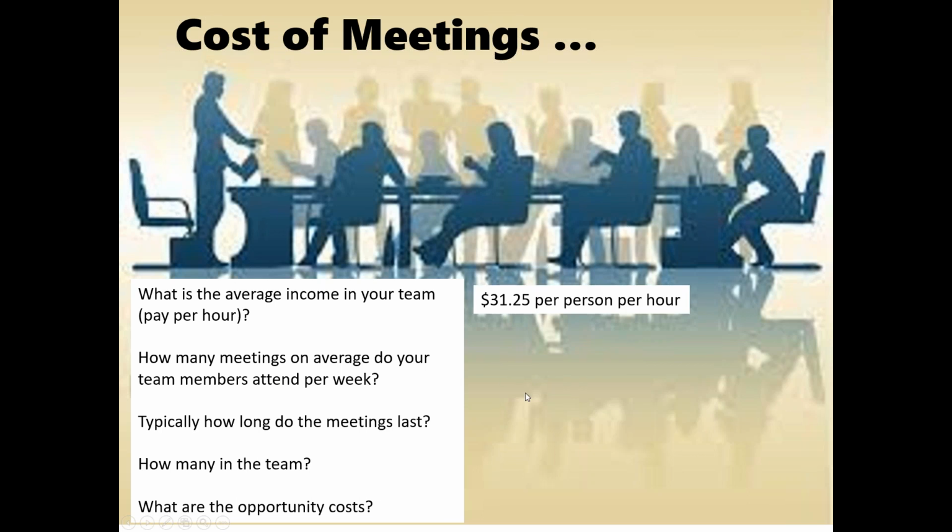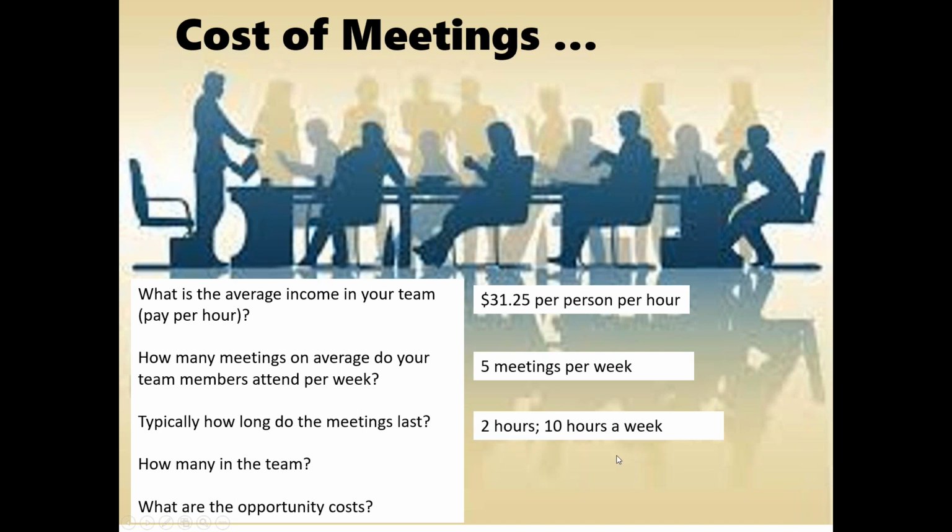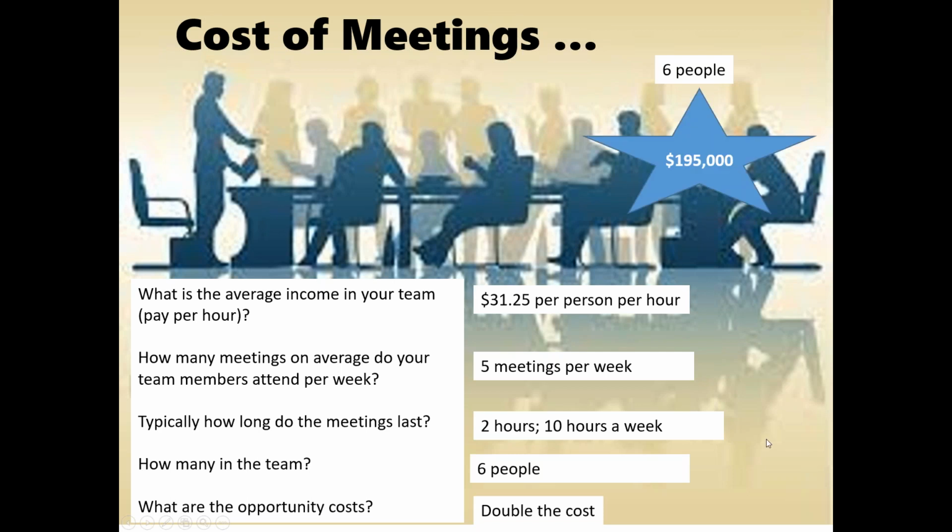Let me give you some figures. Let's say the average is $31.25 an hour. Let's say we have 5 meetings a week, 1 a day, and each meeting lasts 2 hours. So we actually have 10 hours a week in meetings. There are 6 people in my team, and we double the cost. We are talking about a figure of $195,000 per annum. That's what your team meeting costs are, $195,000.